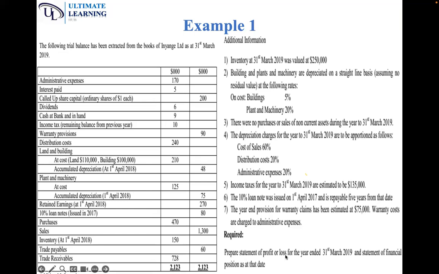Now, required is to prepare a statement of profit or loss for the year ended 31st March and a statement of financial position. I'm not only answering the question because we are in class, we'll prepare all the 3 statements. Number 1, statement of profit or loss. Number 2, statement of changes in equity. And number 3, we'll be preparing statement of financial position. So that is where we had stopped before the break. So let's go to Excel and start solving the question.